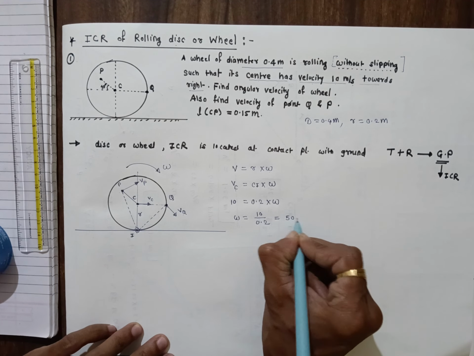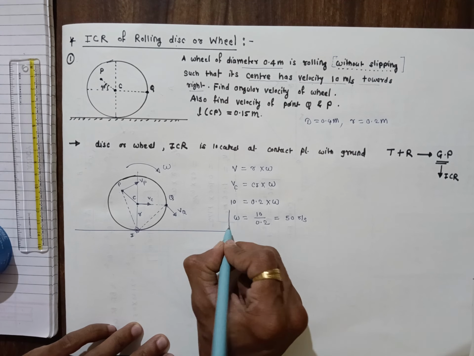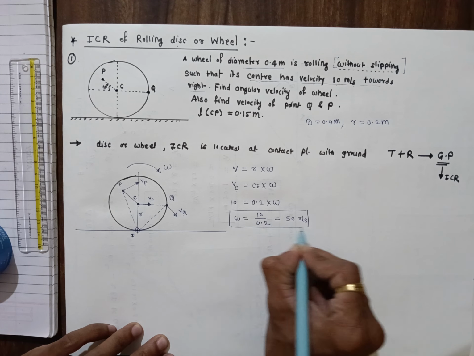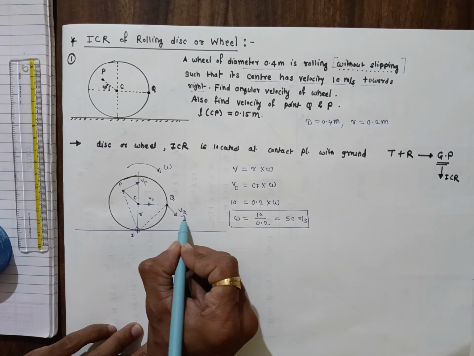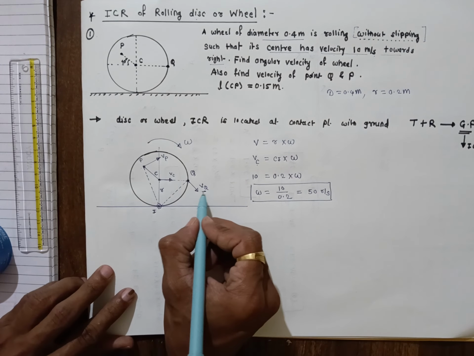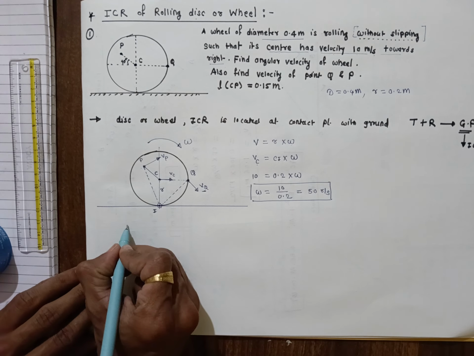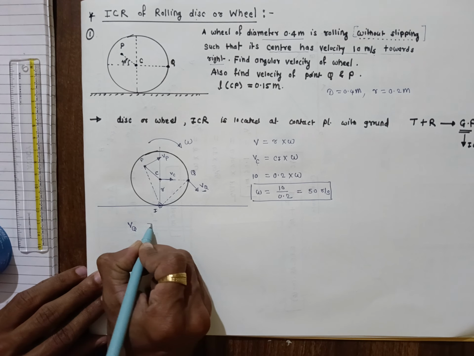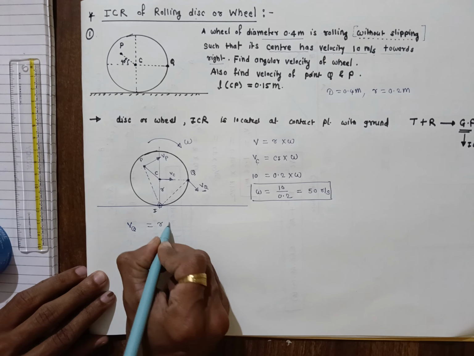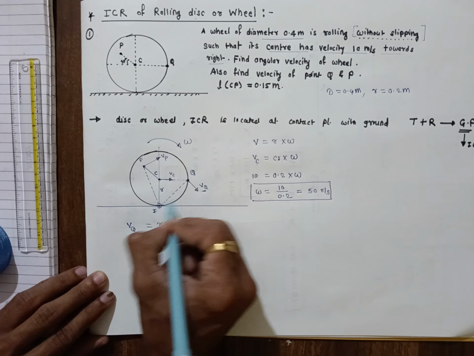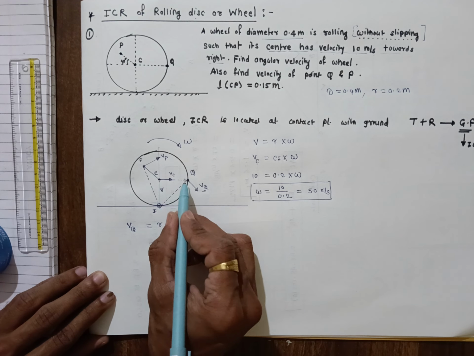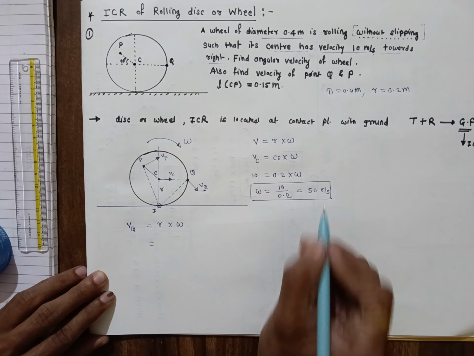So this is equal to 50 radian per second. Okay, so this is the angular velocity of the wheel. Next we have to find out the velocity of the point Q. Now consider the point Q. So we can write Vq is equal to again R into omega. Now omega is the same because all the points lie on the same wheel, so omega will remain the same. It is 50 rad per second.